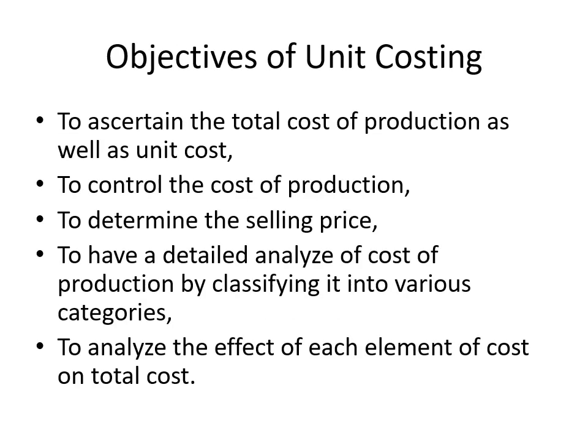Objectives of unit costing. The objectives are as follows: to ascertain the total cost of production as well as unit cost, to control the cost of production, to determine the selling price, to have a detailed analysis of cost of production by classifying it into various categories, and to analyze the effects of each element of cost on total cost. So these are the objectives of unit costing.